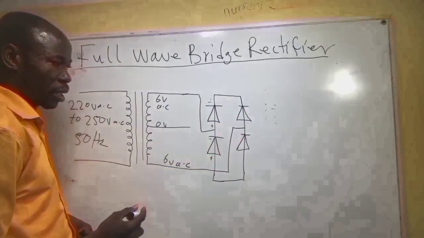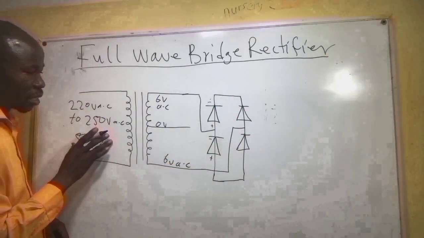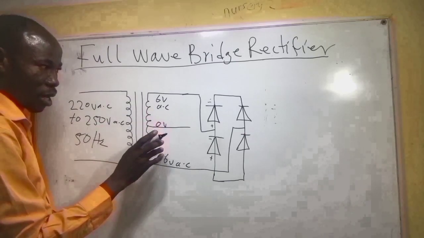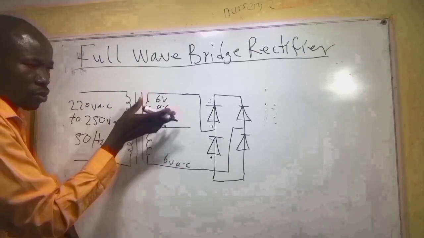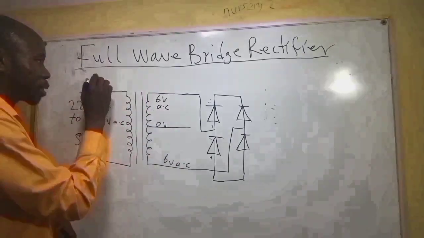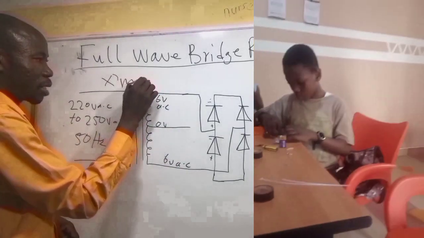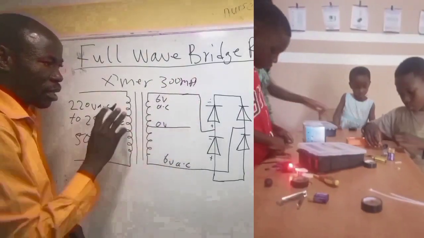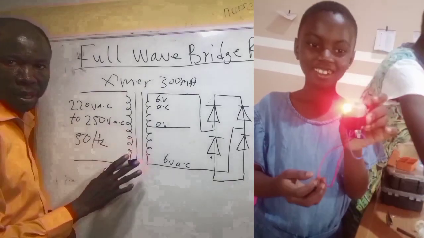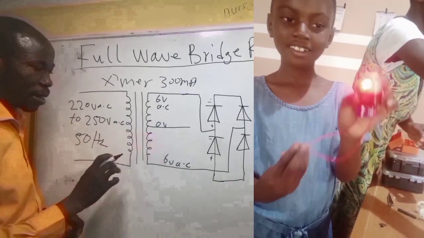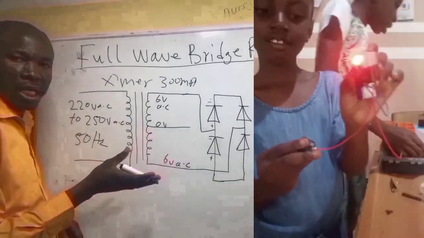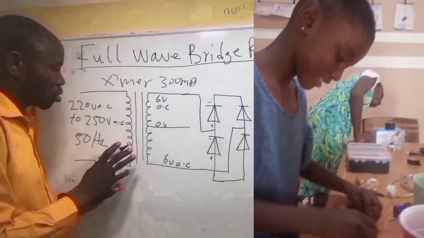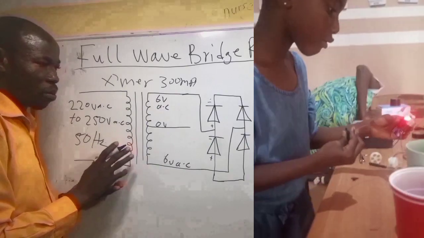Okay, this is the primary side of the transformer, and here is the secondary side of the transformer. You see, I'm using the 2 sides because it's the center tap type. This is the rating, which is 300 milliamps. 300 milliamps. Then it is center tap type, right? So you can use 12 volts, but I'm using a 6 volts center tap transformer.